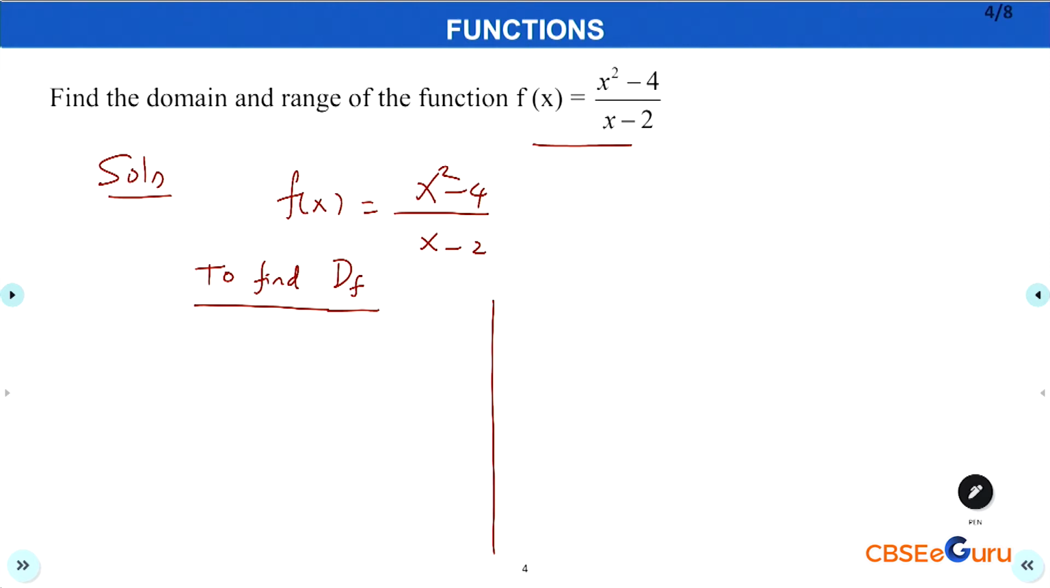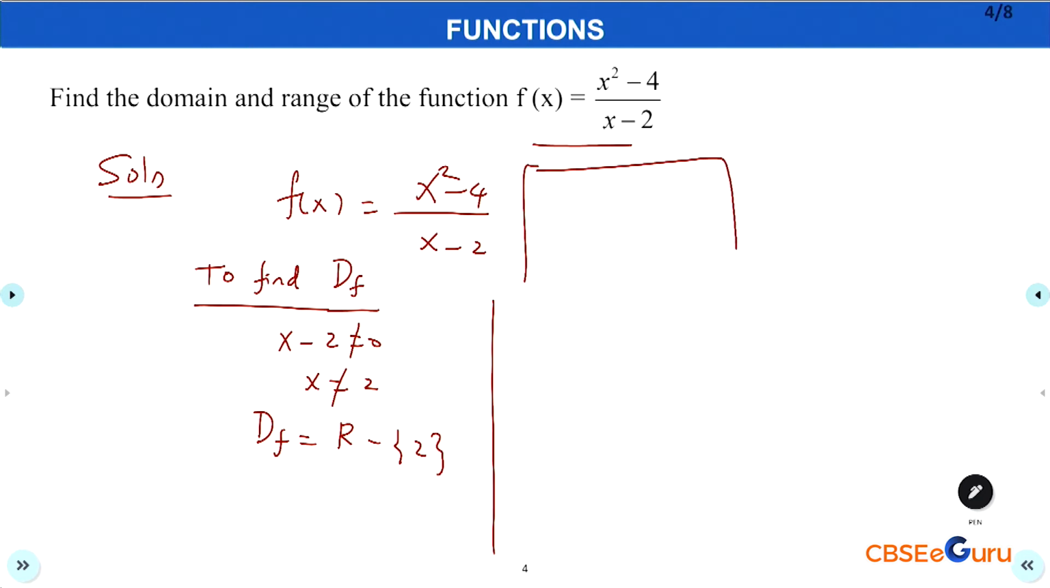here the denominator cannot be 0. x minus 2 equal to 0 gives x equal to 2. So 2 is not allowed in the denominator. When x equal to 2, f of x becomes infinity, and hence x not equal to 2. Therefore, domain of f equal to R minus {2}.